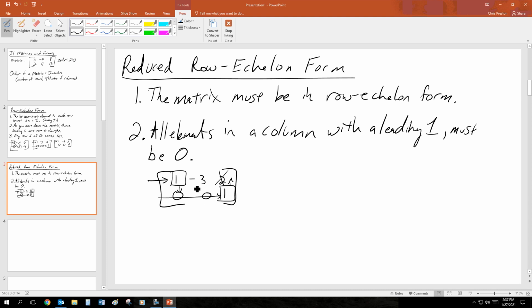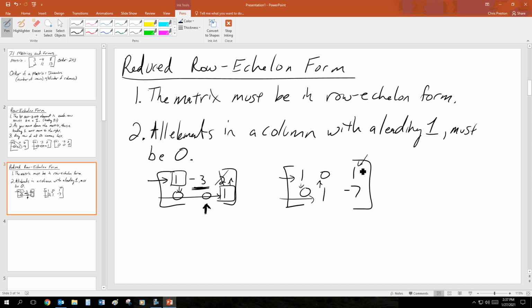Now, notice this -3, there's nothing wrong with this being a -3 because there is no leading 1 in that column. If there's no leading 1, that does not affect whether it's in reduced row echelon form or not. Sometimes people get confused. They'll have something like this, and they'll say, okay, this one, yeah, 0. This one, yeah, 0. And then they look at this one.